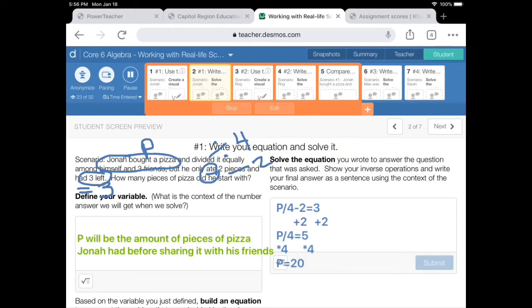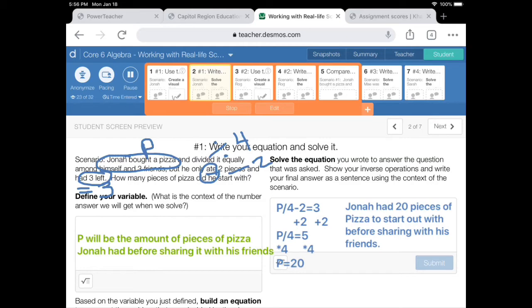So what does the 20 actually mean? That means that Jonah had 20 pieces of pizza to start out with, before sharing with his friends. So there we have it. Now this next scenario that we're going to look at is similar, but a little bit different.